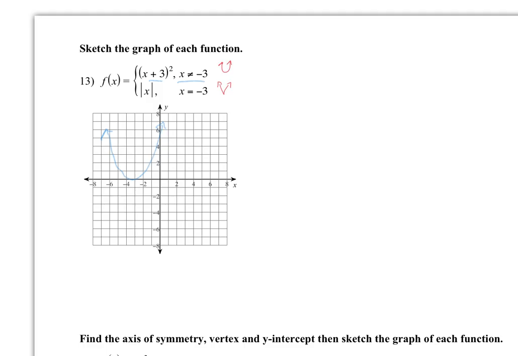Except the problem is the number 3. So at 3, they don't want me to use the parabola. What do they want me to use at -3? Well, they want me to use this absolute value. So I'm literally just going to plug this in. So when the function input is -3, the output is +3. And so that means I am not here at -3. I'm actually here at -3. And so that's what this unusual piecewise function looks like.